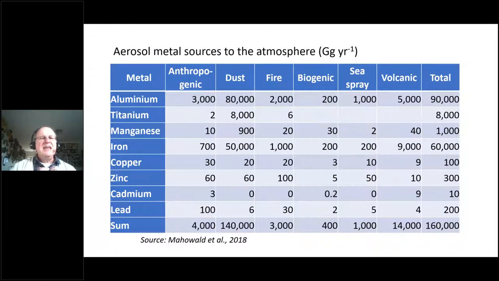The actual nature of the material, dust here in this column for a number of metals, you see that dust is the major atmospheric source of aluminium, titanium, manganese, iron. Iron's the big one that I'll have quite a lot to say about. And you can see that the dust element is by far the greatest proportion relative to anthropogenic outputs, natural fires, biogenic, sea spray, and volcanic inputs of these various metals. And many of these metals are important for biological life because they are also micronutrients.